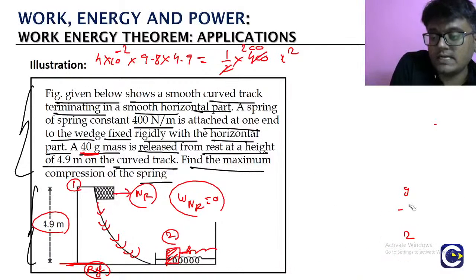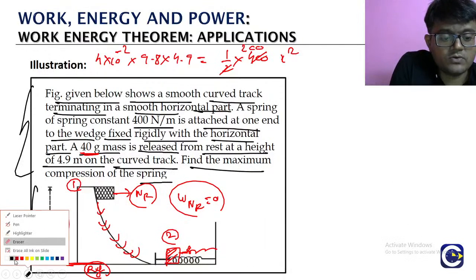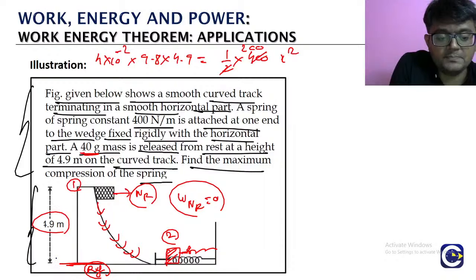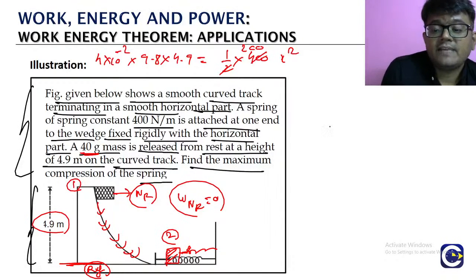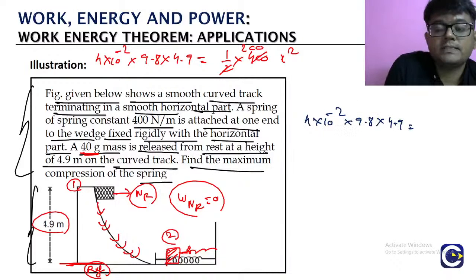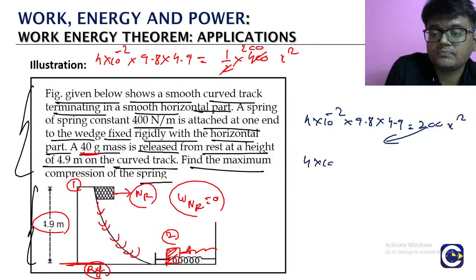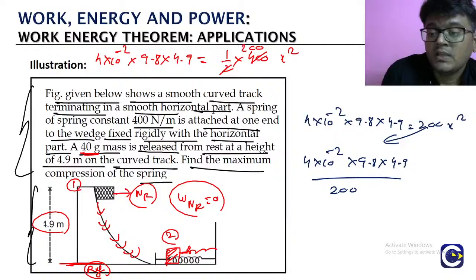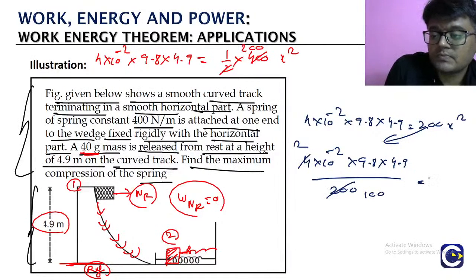Check it guys, what is the answer you are getting? What we will have to do here is just the simplification part, the last step. Left hand side we have 4 into 10 power minus 2 into 9.8 into 4, that is equal to 200x square. Bring the 200 to the left side. Okay, this is 200s, 2 2's, x square.